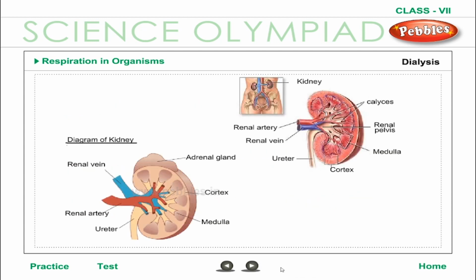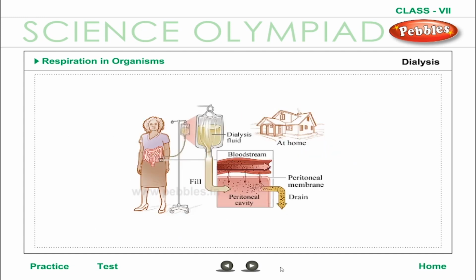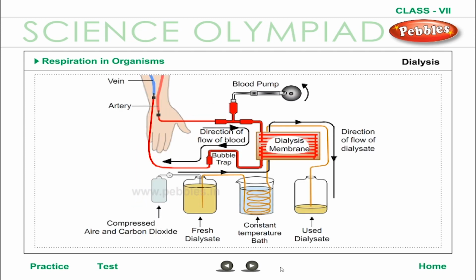Dialysis. Kidneys work in pairs, but they are so efficient that even one can enable you to lead a healthy life. In case both the kidneys of the patient are damaged, there are two options available: regular dialysis or a kidney transplant. Dialysis is a method for removing toxic substances from the blood when the kidneys are unable to do so. The dialysis machine is also called an artificial kidney.